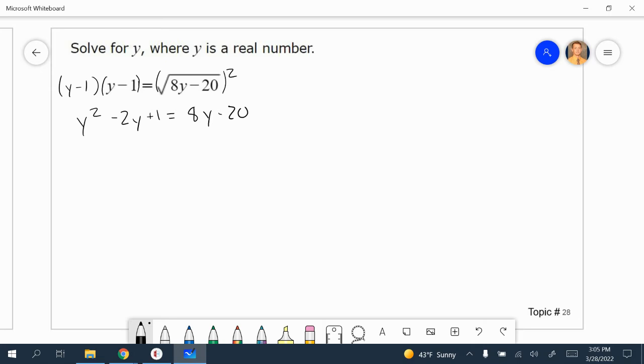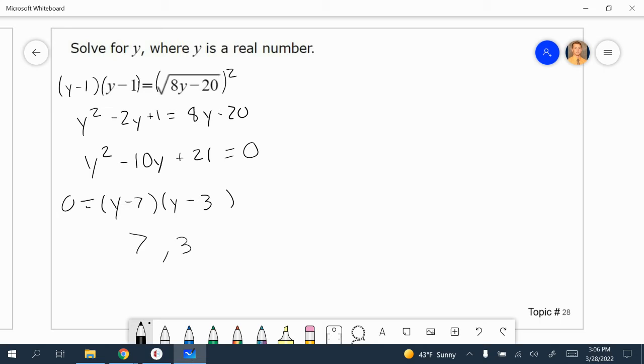I'm going to move everything to one side, and I'll have a quadratic if I do that. So I'll subtract 8y and add 20 to both sides. So I get y squared minus 10y plus 21. So it looks like 7 and 3 would be some good numbers here. So y minus 7 and y minus 3 are my two solutions. Remember, this equals 0. I didn't put that over here, but when we moved everything to one side, that's what that equals. So we'll have 7 and 3 as our factors and our solutions. And then I got to plug those back in.